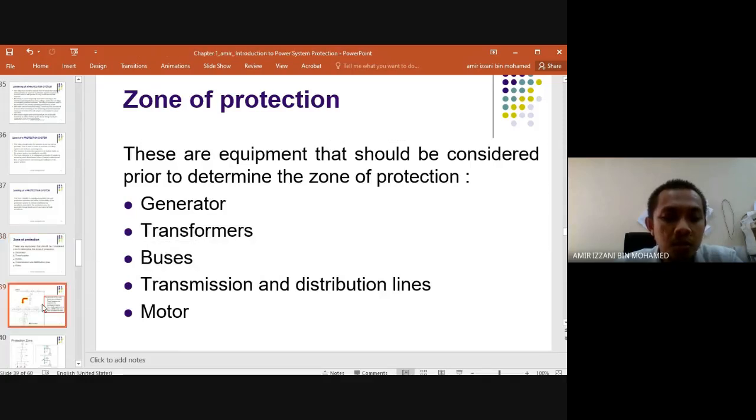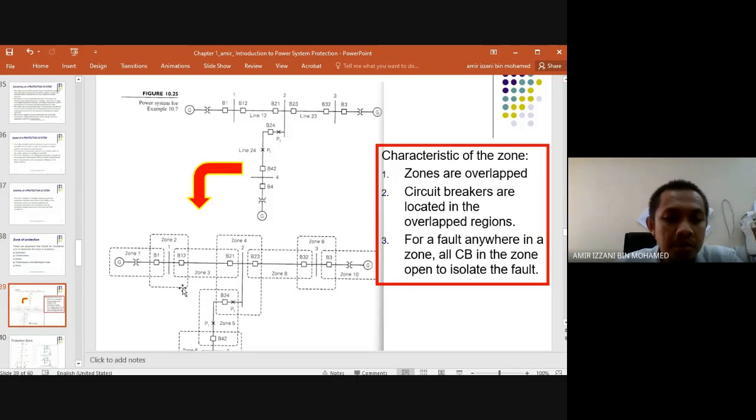Next, we need to draw it like this, so that these two zones, zone 1 and zone 2, overlap. As written here, zones overlap. So this is the meaning of overlap. Inside the overlap zone, we put one circuit breaker here. This is breaker B1. Then the next zone is the transmission line, the power line. This is one zone, so we draw like this, and we put one circuit breaker inside this.